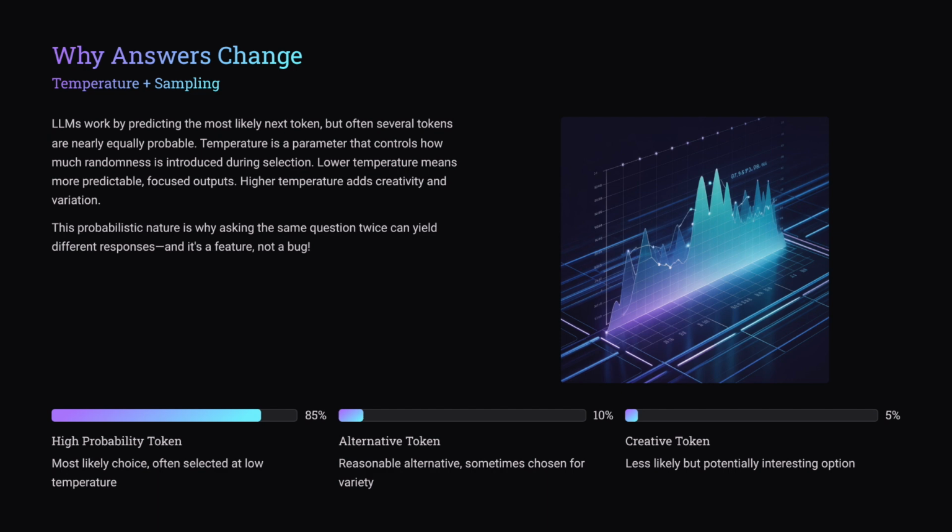AI predicts the next possible word from a list of likely options. Some choices are safe, some are creative, some are chaos. Temperature controls this. Low temperature: precise, controlled, factual. High temperature: imaginative, risky, sometimes unhinged. So, yes, that's why the same question sometimes gives different answers. It's not mood swings, it's randomness by design.